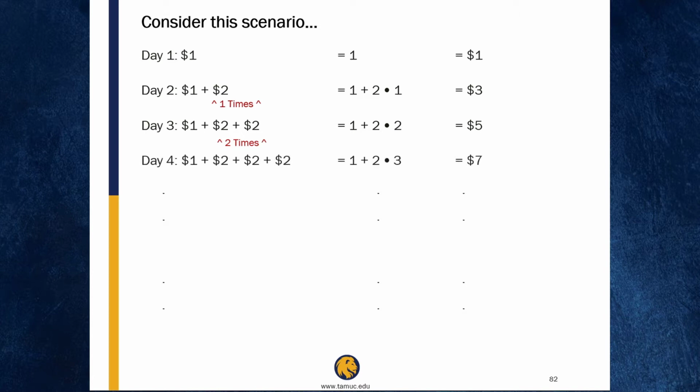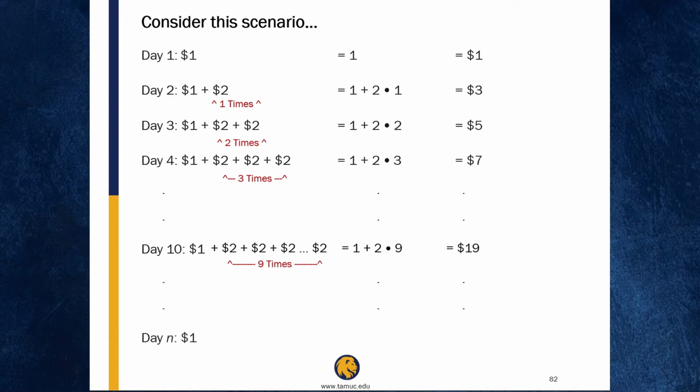And then on day 4, another $2 is added in. Now $2 has been added in a total of 3 times. So it would be the same as 1 plus 2 times 3, or $7. If we think about going ahead to another day in the future, like day 10, now 2 will be added together how many times? In this case, it would be a total of 9 times that 2 is added together. So it would be on day 10, 1 plus 2 times 9, or a total of $19.